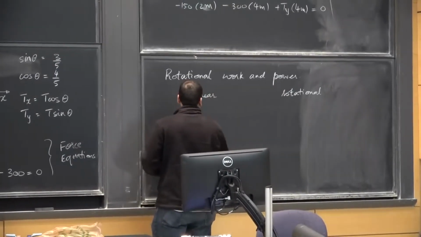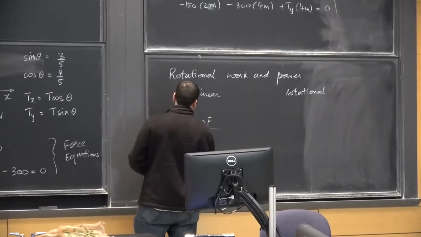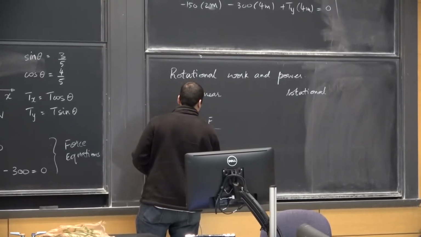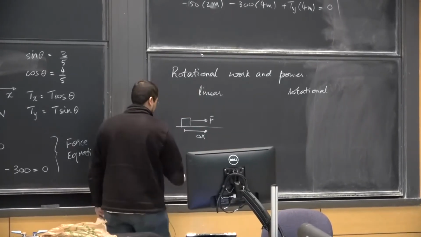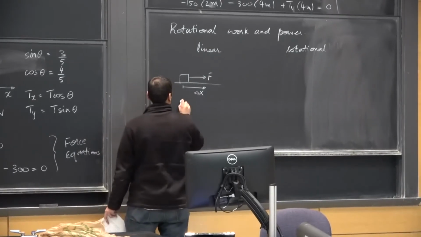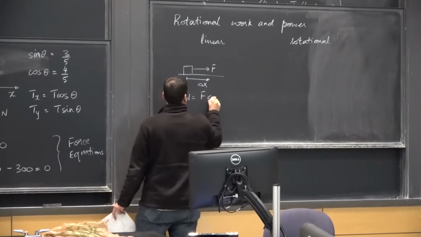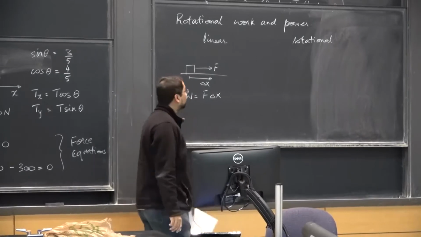So if I apply a force on this block and it moves a certain distance, delta x, the work done is F times delta x.